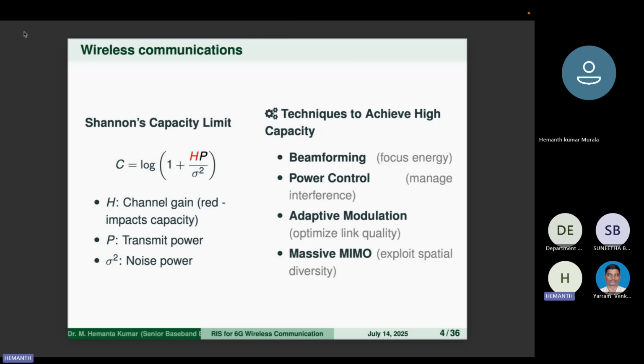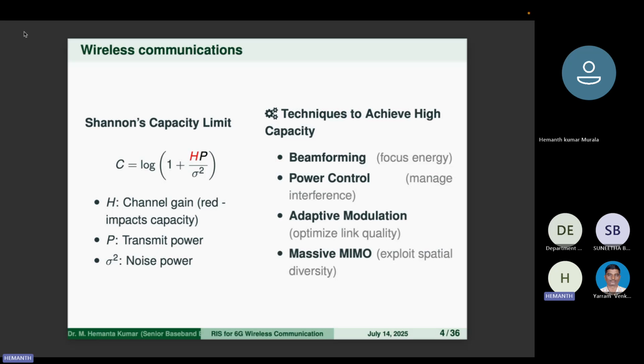Coming to the basic communication structure, how can we achieve all the things mentioned above? In basic digital communication, all of you know there is one theorem called Shannon's theorem. C is equal to log of 1 plus H. H means the channel, P is the transmitted power, and this is the noise. Everybody knows this.